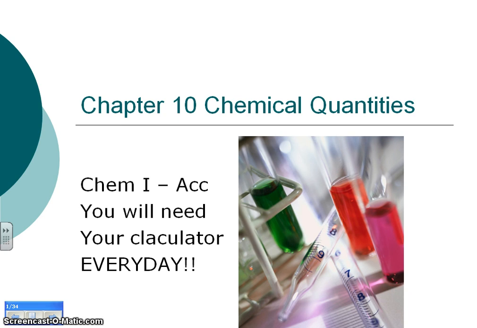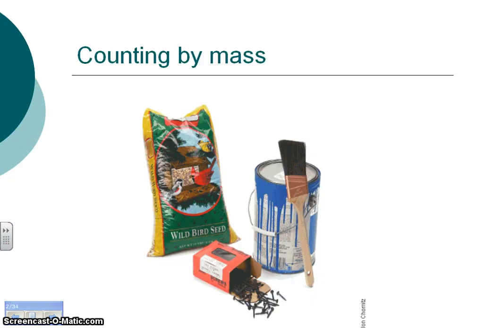Alright, so the first thing we're going to discuss is ways that we distinguish in chemistry how to count. And one way we do this is that we can count by mass. So if we put something on a scale, we can calculate how much it weighs. From that we can determine its mass, all right, how much matter it contains.